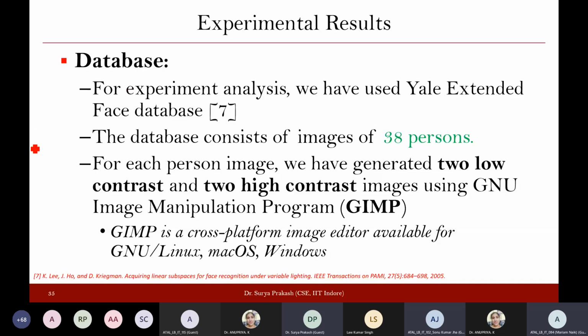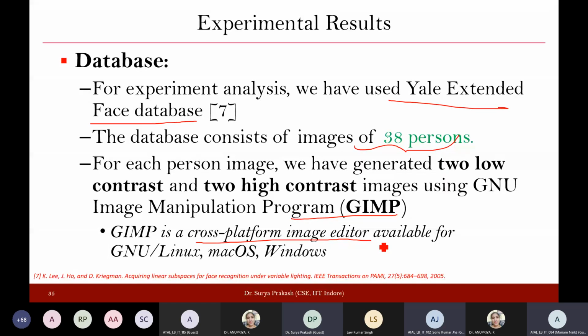This has been tested on two databases that we have used for testing the proposed approach. The AL extended phase database is a normal database where you have some phase images. You don't have poor contrast or good contrast, bad contrast images, just normal images. We have actually created the good contrast or bad contrast images from these images and then used them for our testing. This database contains around 38 persons, and we have used a tool called Chimp, which is an open source cross-based platform tool available for different platforms like Linux, Windows, and Mac.